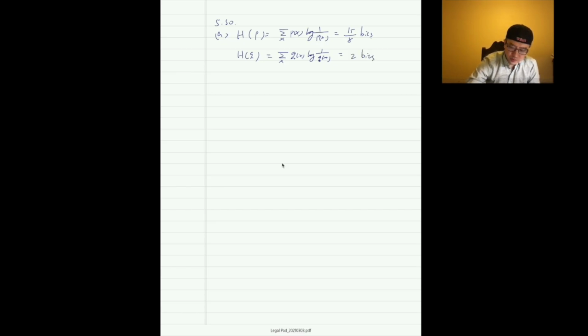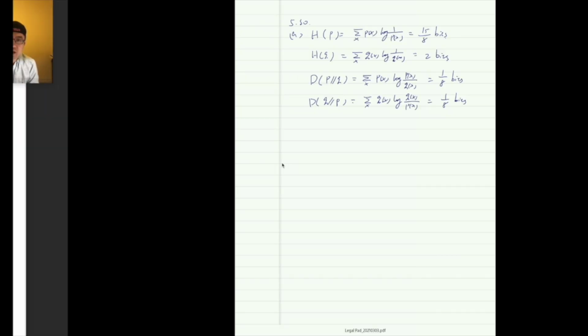And for the third one, it's the relative entropy between P and Q. That is this guy, right? Again, plug all the numbers in, we get 1/8 bits, and the relative entropy between Q and P, again, is almost identical. We just replace the position between P and Q, right? That'll give you 1/8 bits as well. Okay, so that's basically for part A.